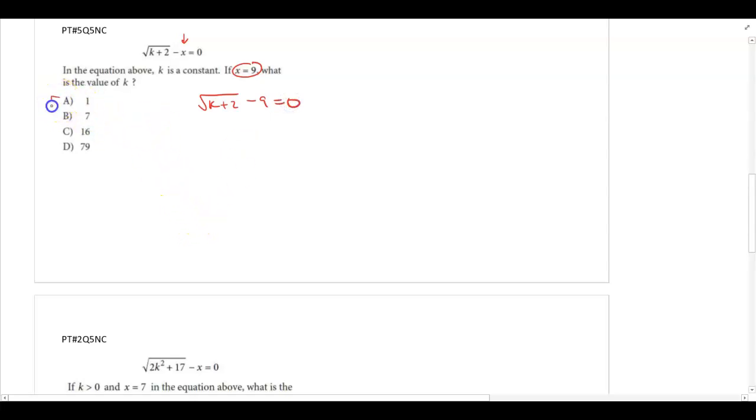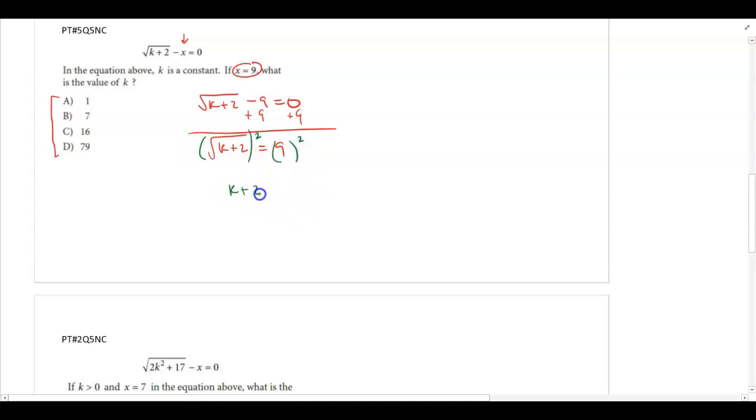Now, you could easily plug these answer choices in. For this one, it might actually be easier to solve. So first thing I'm going to do is get the radical by itself. So the square root of k plus 2 equals 9. Now to get rid of the radical, I go ahead and I square it.